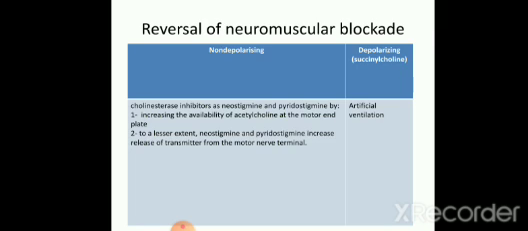But in the case of depolarizing blockers, we can't use drugs which increase acetylcholine at the neuromuscular junction, like neostigmine. It may worsen the condition. So mostly for depolarizing blockers, to manage the condition, we use artificial ventilation. We should put the patient on a ventilator so that, as the drug is naturally eliminated, this respiratory paralysis, the dreaded complication, can be managed with the help of a ventilator.